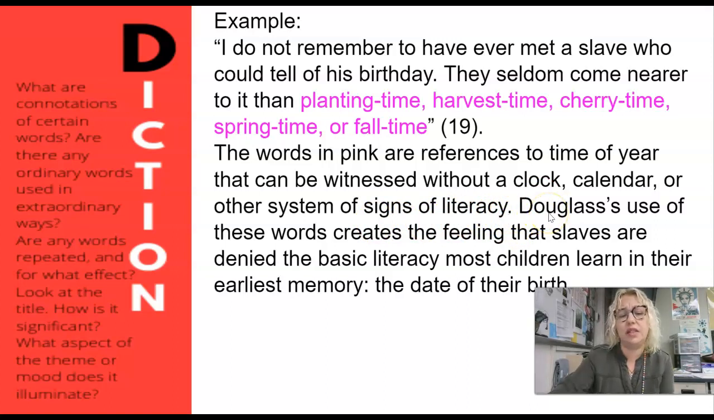His use of them creates the feeling that slaves are denied the basic literacy most children learn in their earliest memory, the date of their birth. So they can only notice the season rather than being able to read calendars, clocks, and make notations of dates of birth. Okay, so that is an example of analyzing diction.